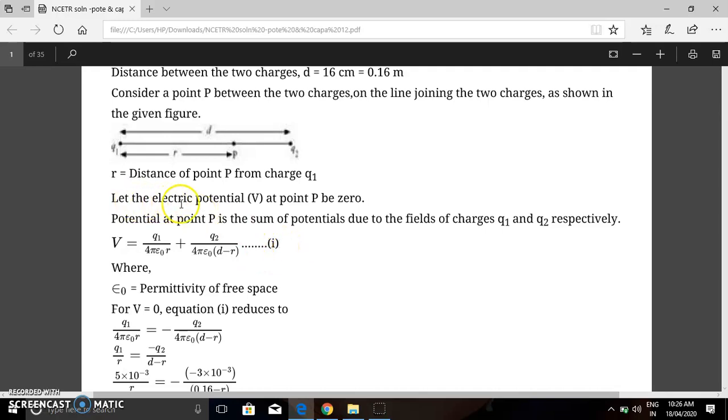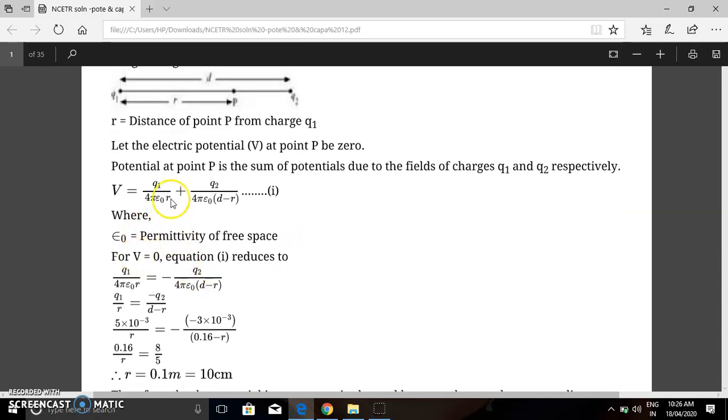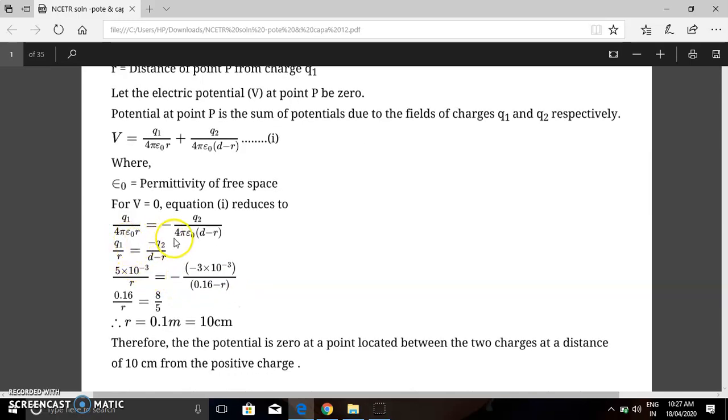But as per the given condition, the electric potential at P is 0. So we can put V as 0 in this formula. For simplicity, we can shift a term to the other side. Q1 upon 4 pi epsilon naught r, which is positive, will become negative when transferred: minus Q2 upon 4 pi epsilon naught d minus r. Here 4 pi epsilon naught will get cancelled. So Q1 upon r equals minus Q2 upon d minus r.